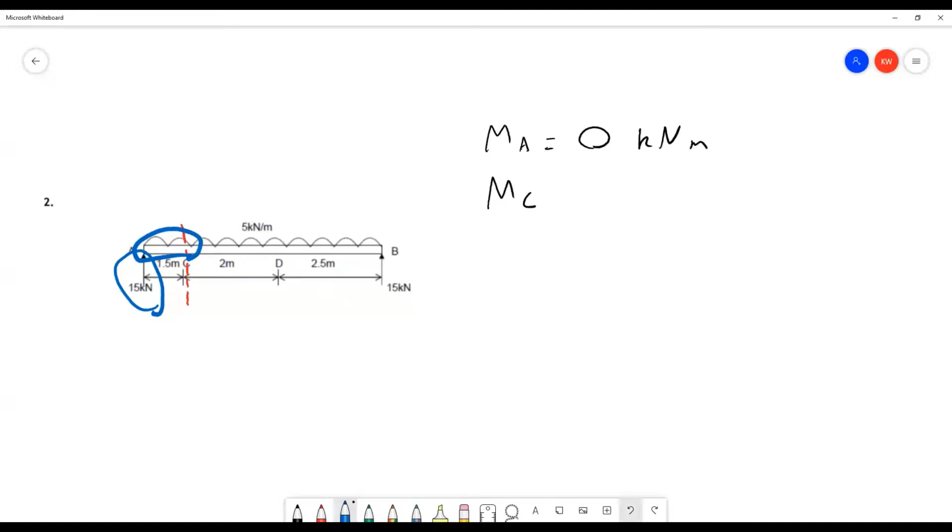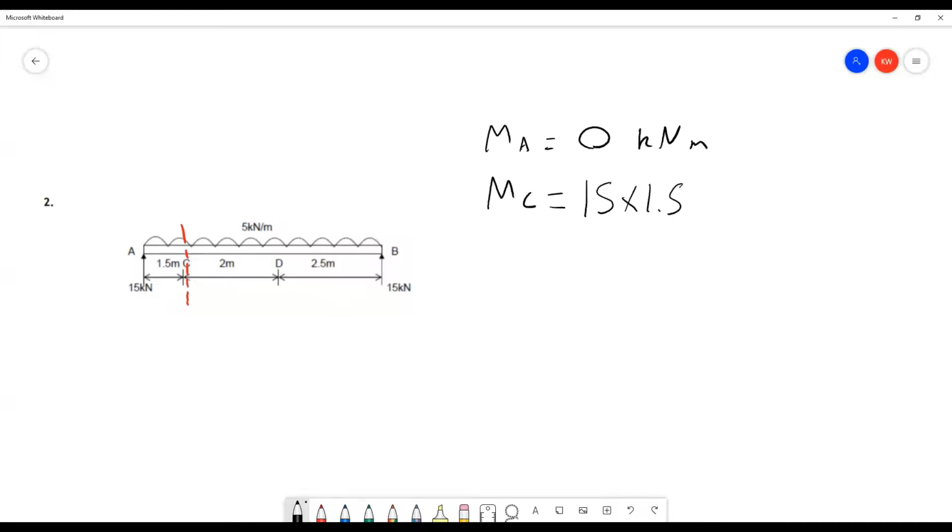So I'm just going to remove these two circles just now. So we know the effect that the 15 kilonewton force has relative to C. It's going to act to turn in a clockwise direction, so it's going to be positive. We've got 15, and it's 1.5 meters away, so we multiply that by 1.5. But now we need to consider the effect of the uniformly distributed load here. I'm just going to say UDL for short.